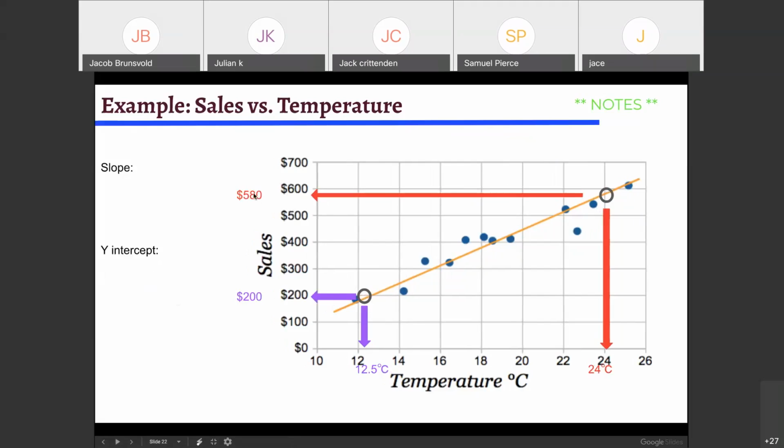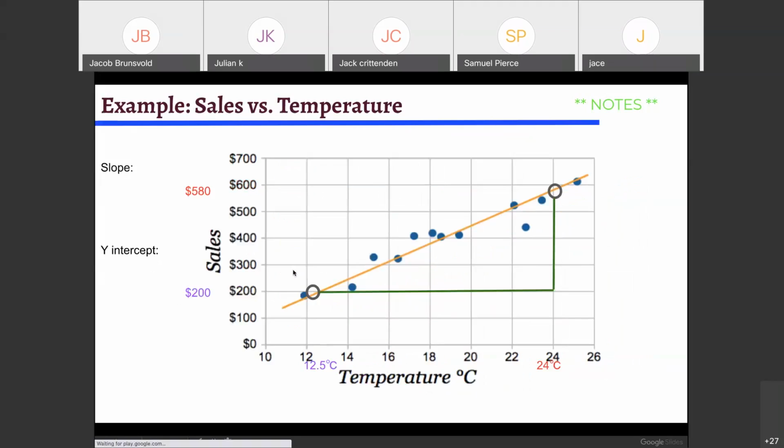If you put it at 570 or 575 or something, or 590, it's not wrong. It's just you estimated a little bit different than me, and you'll get a slightly different answer, and that's fine. Okay, so what do we do with those? Well, the first thing we're going to do is calculate the rise and the run.